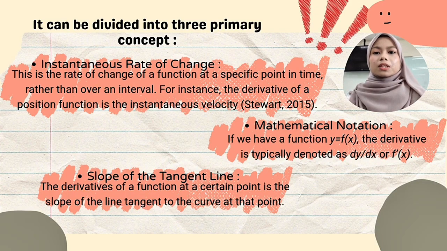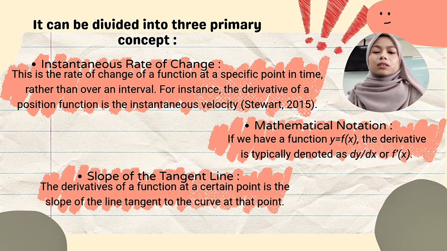Next, there are three primary ways the derivative can be interpreted in calculus. First, the instantaneous rate of change. This refers to how a function changes at a specific point in time, rather than over a whole interval. If we are measuring motion, the derivative of a position function gives the instantaneous velocity.